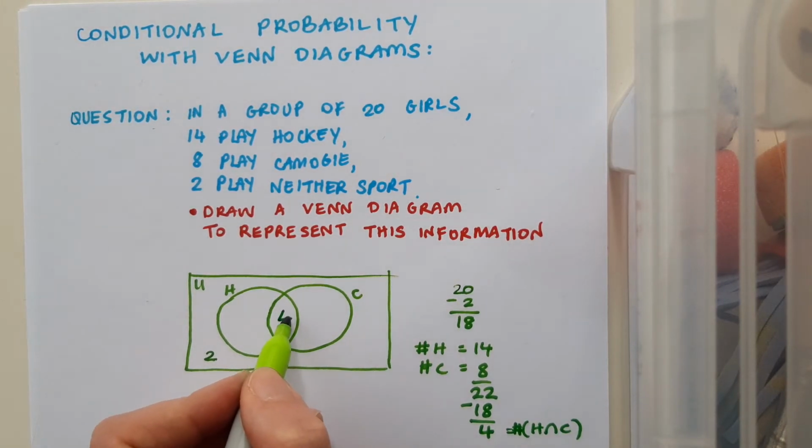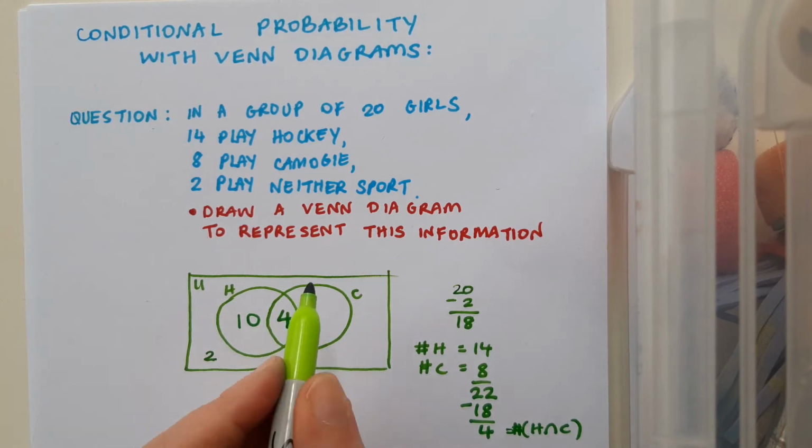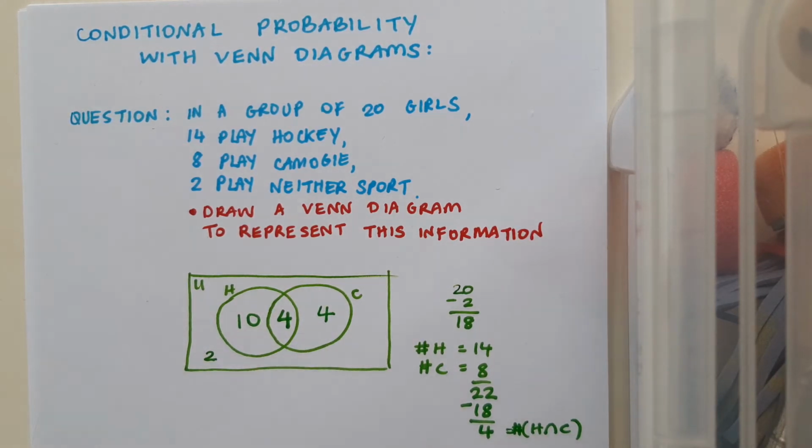So I'll fill 4 in here. I know the hockey set allows 14 in total. I've got 4 filled in, so I need 10 more. I know the camogie set allows 8 in total. I've got 4 filled in, I need 4 more. And now my basic Venn is complete.